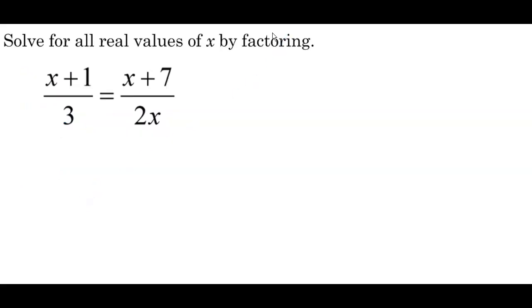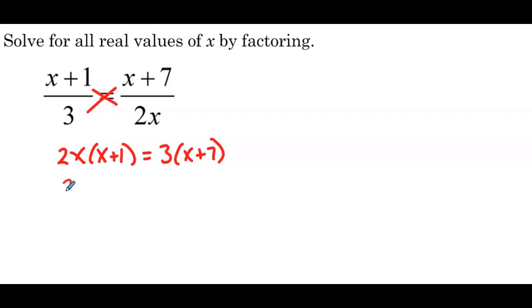Okay, last example. x plus 1 divided by 3 equals x plus 7 divided by 2x. So first, this looks kind of different than the equations that we're dealing with, but intuitively, I'd want to cross multiply here. And that's actually a good start. So we're going to have 2x times x plus 1 equals 3 times x plus 7. Now, even though we have factors here, we don't have the equation equal to 0. So we need to clean this up first.